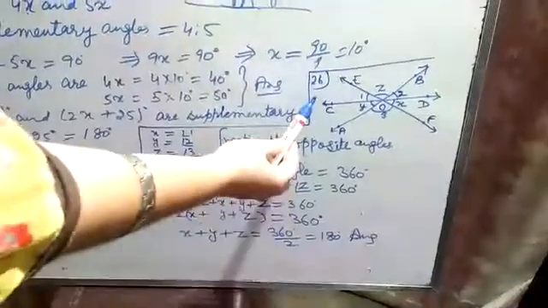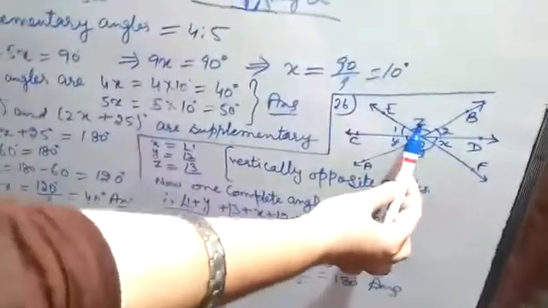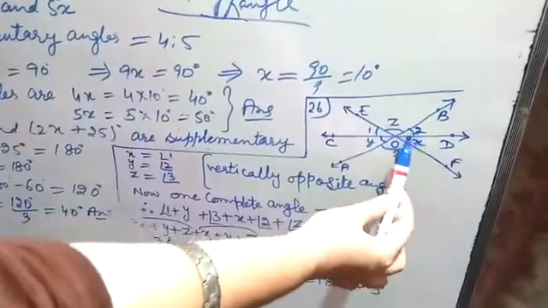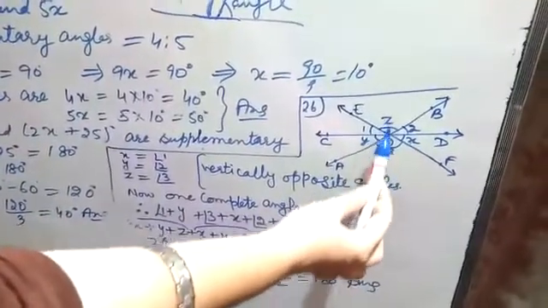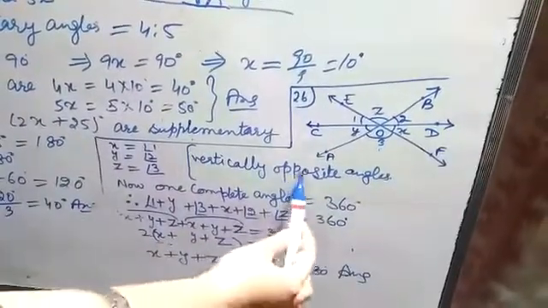So next is sum number 26. Here these angles are given as x, y and z. Opposite to x, angle 1 is equal to x, angle 2 is equal to y, angle 3 is equal to z. Why are they equal? Because they are vertically opposite angles.